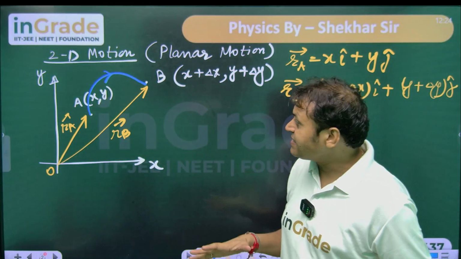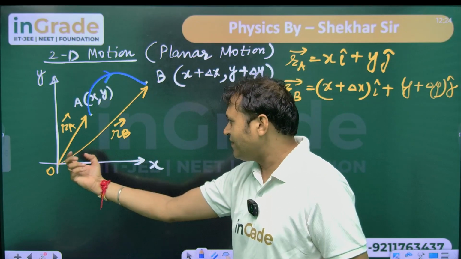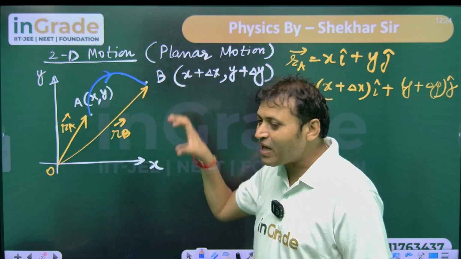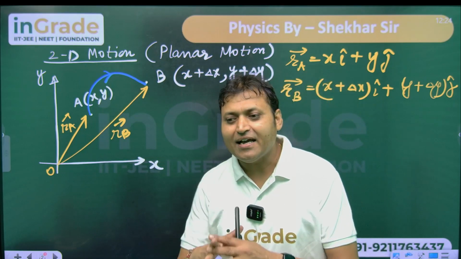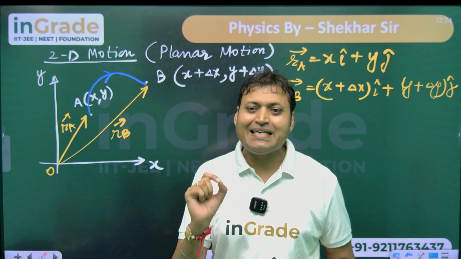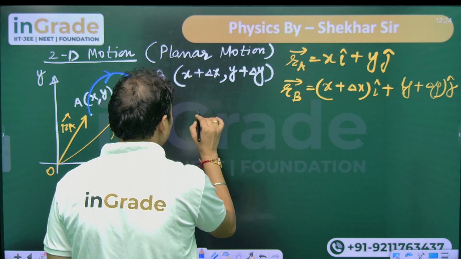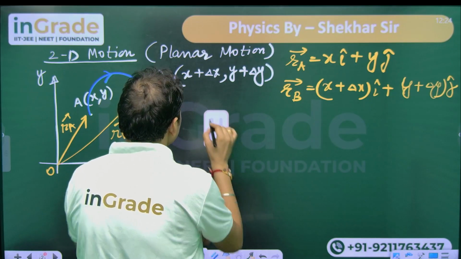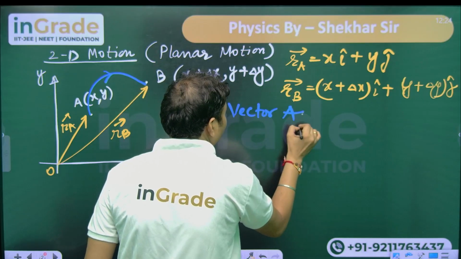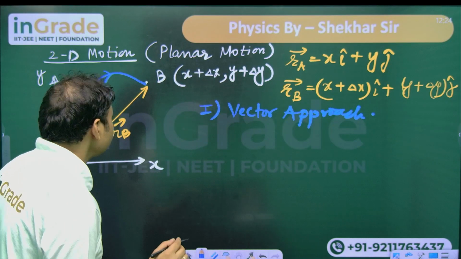Now in the analysis of such motion, that is two-dimensional motion, there is a motion of the particle along the x-axis also, and there is a motion of the particle along the y-axis also. So this two-dimensional motion can be easily analyzed by two methods. Method number one is the vector approach. Let me quickly talk about the vector approach, then we will discuss the other method. Method one is called the vector approach. If you are very comfortable with vectors, then you can use this concept, the vector approach.